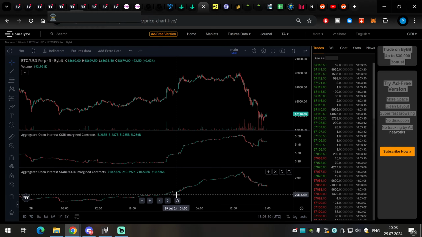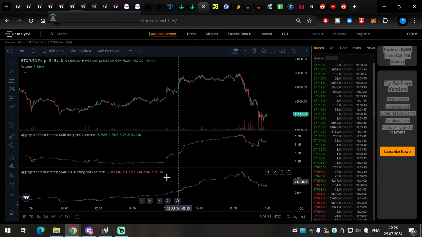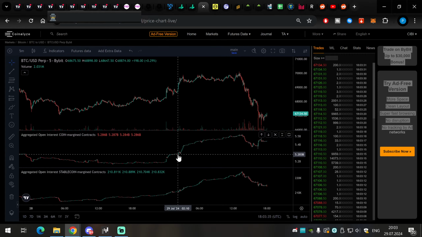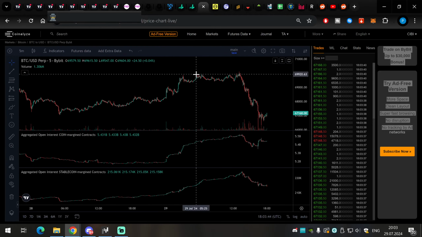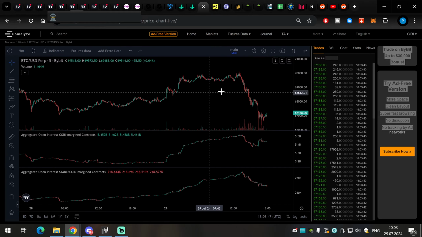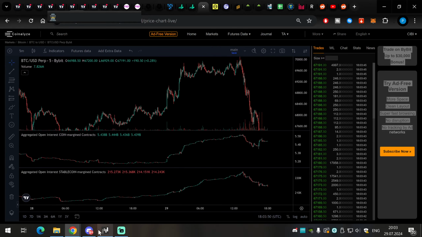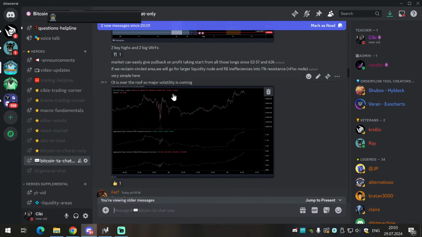Almost, wow, that was 12,000, 15,000 bitcoins on the stable coin contracts and also on the margin contracts, 5.28 million to, that's like a 200 to 300 million open interest increase. So market was clearly building some volatility out of it. You can see how I was saying that market can easily give a pullback on profit taking from all those longs since 53, 57 and 63k. If we reclaim the circled area, we will go for a larger liquidity node and fill inefficiencies into 70k resistance.